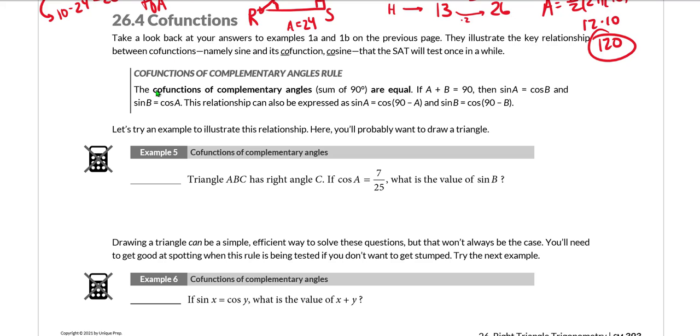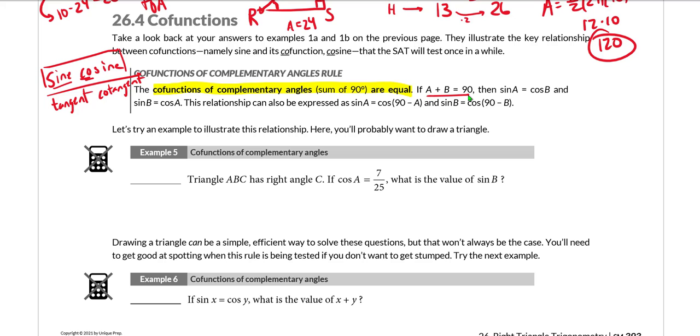So first of all, let's go ahead and highlight this. The cofunctions of complementary angles are equal. So we have sine, and we have its cofunction, cosine. We have tangent, and we have its cofunction, cotangent, although again, you probably won't see that. We have secant and cosecant. Probably won't see those either. The most important ones here will be the relationship between these two, the sine and its cofunction, cosine.